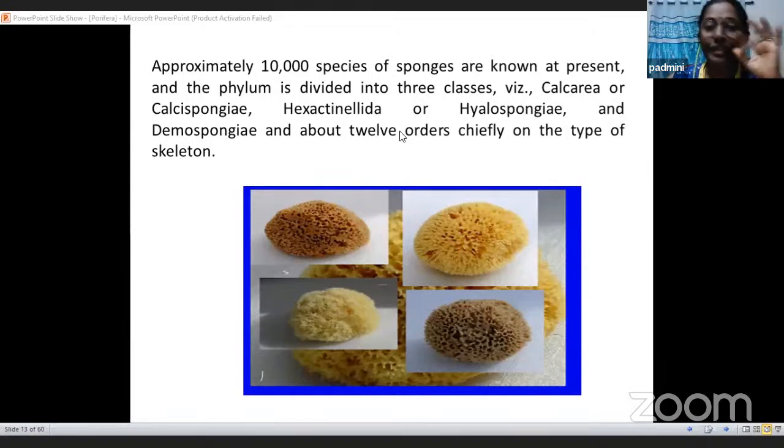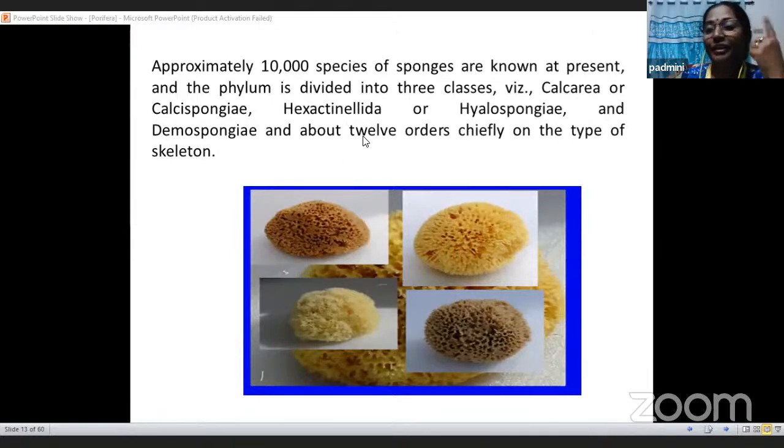The phylum is divided into 3 classes. We are talking about Calcarea or Calcispongiae, made up of calcium spicules, calcium carbonate. Hexactinellida or Hyalospongia, made up of 6-rayed spicules, so they come under hexa. Hexa is 6, and actinellida means rayed. And Demospongia. So we are going to talk about 3 different classes: Calcarea or Calcispongia, Hexactinellida or Hyalospongia, and Demospongia.